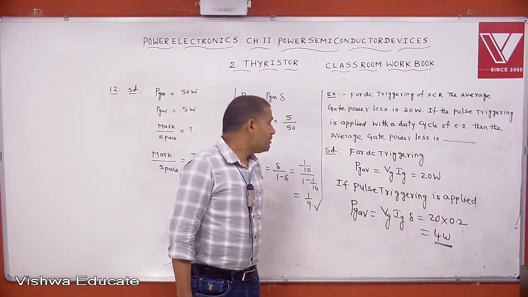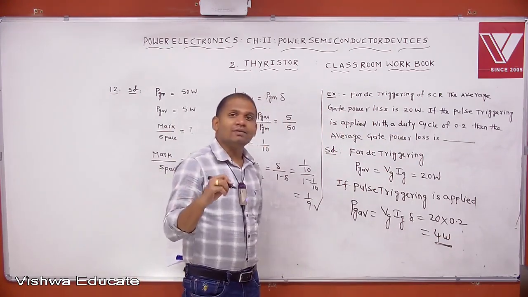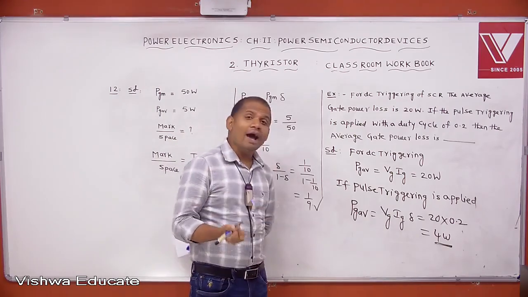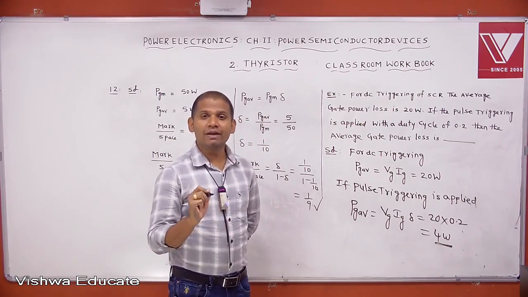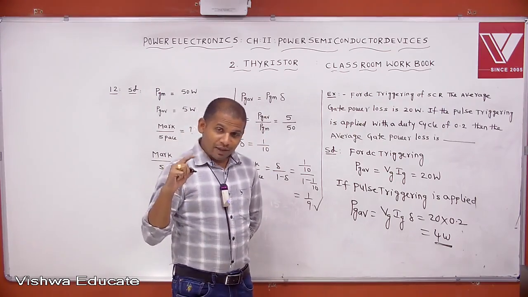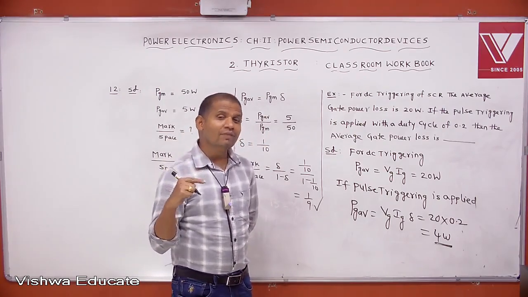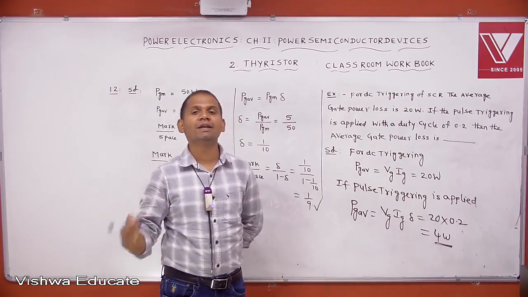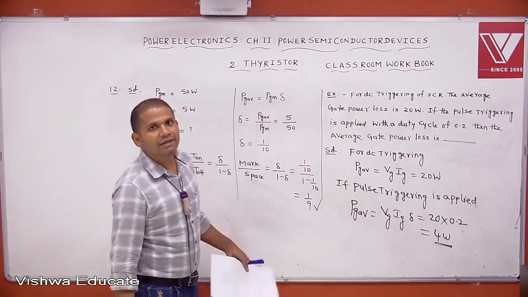That's why, as compared to DC triggering, for the same SCR, in pulse triggering, average power loss is less. I told already, the power losses are high in the case of DC triggering. The power losses are less in the case of pulse triggering. That's why, which triggering is more favorable? Pulse triggering is more favorable.